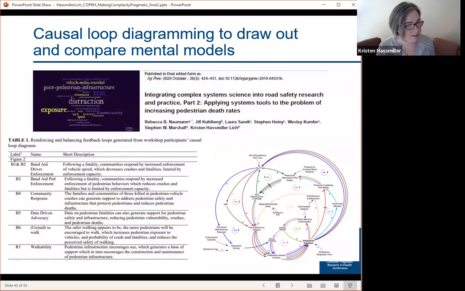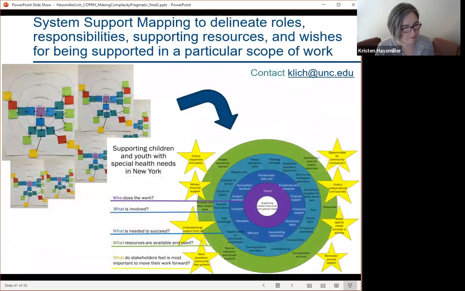So we use causal loop diagramming, and here's a paper where we talk about our process to really get people to draw and to discuss, and how we synthesize and describe their mental models, which I think is a first critical step to being able to test them.